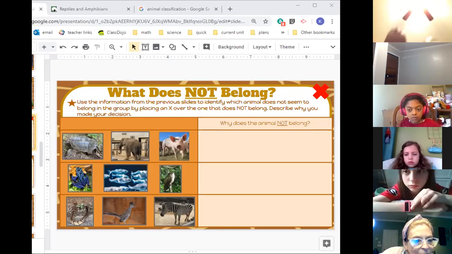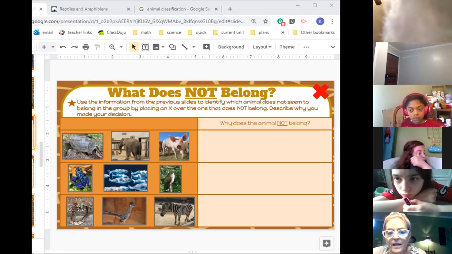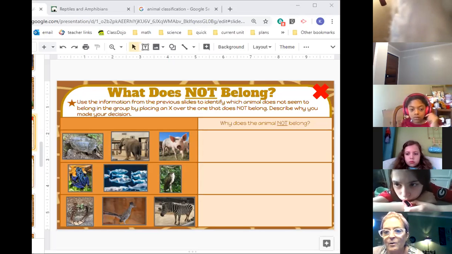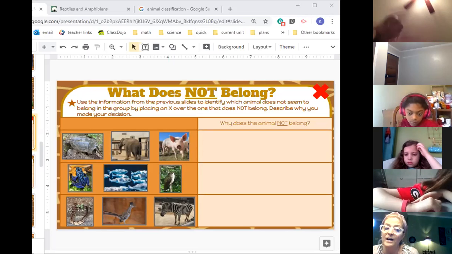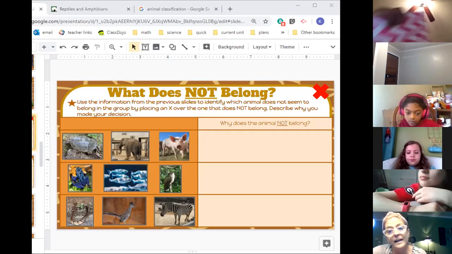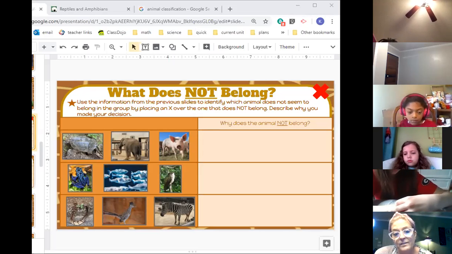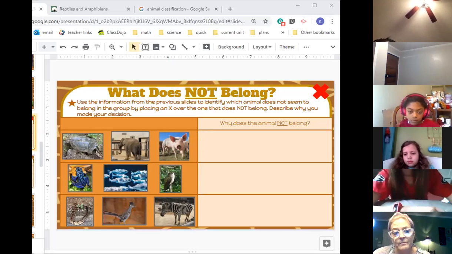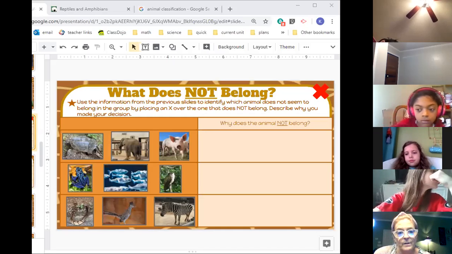Is that a turtle? It's hard for me to tell. It looks like a turtle, an animal, or a pig. Tell me what animal does not belong, but then say why. Say, because that animal is a blank and the other two are what? Go ahead and type that in the chat. In that first row, which one does not belong?